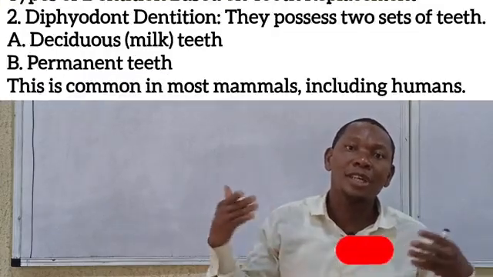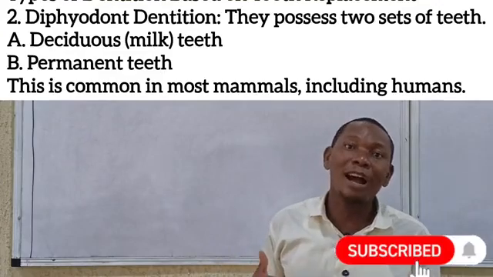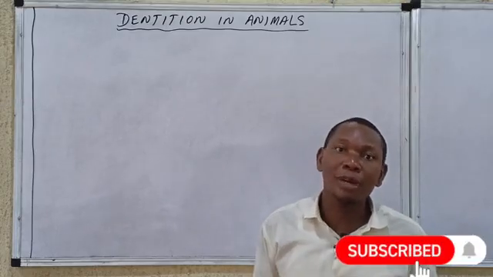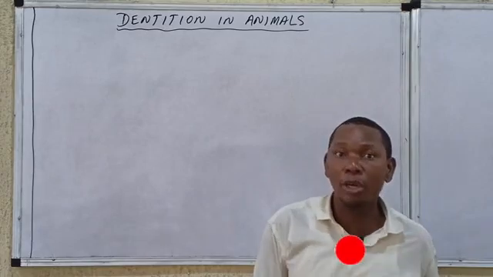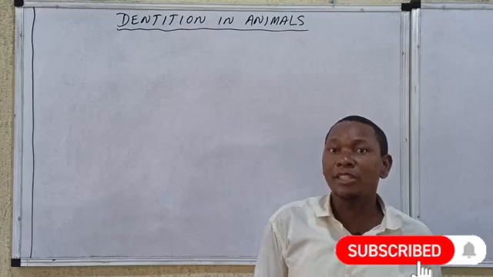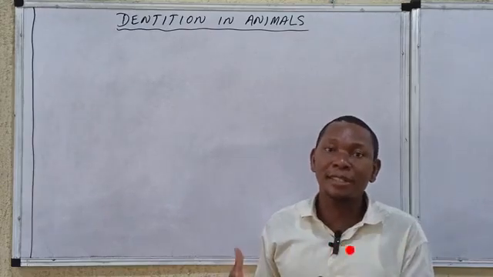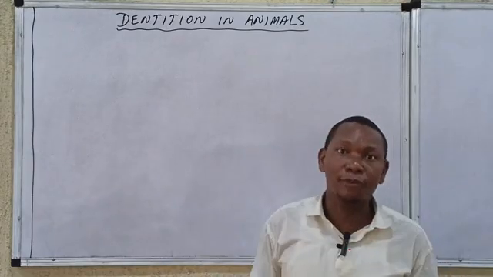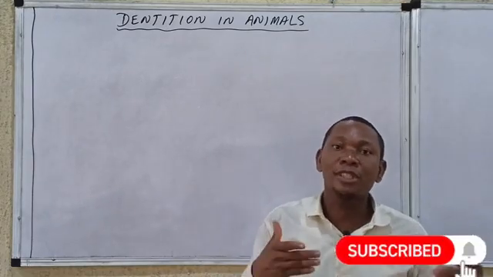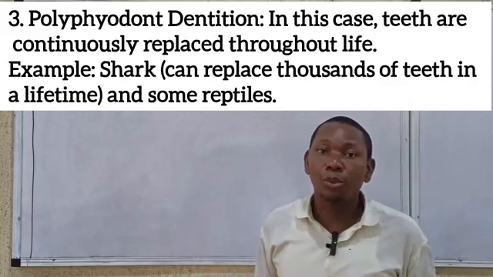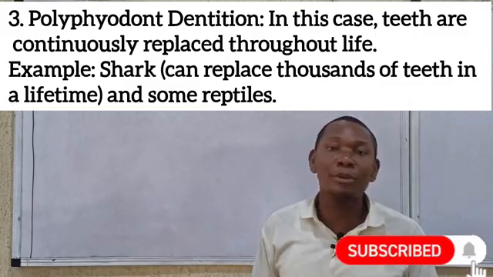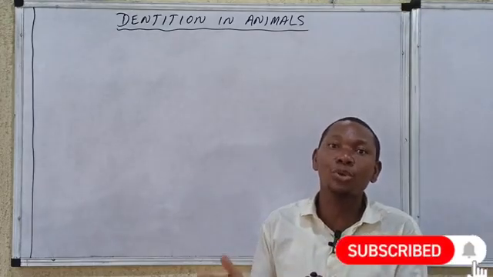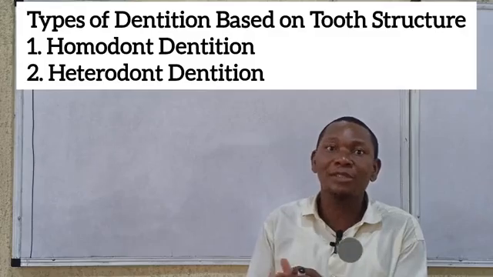We also have the diphyodont dentition, where the animal possesses two sets of teeth all through their life. For example, in humans, we have the deciduous or milk teeth in the young organism, while we have the permanent teeth in the older or matured organism. We also have the polyphyodont dentition, where the teeth can be replaced numerous times all through their life. Take note of that.